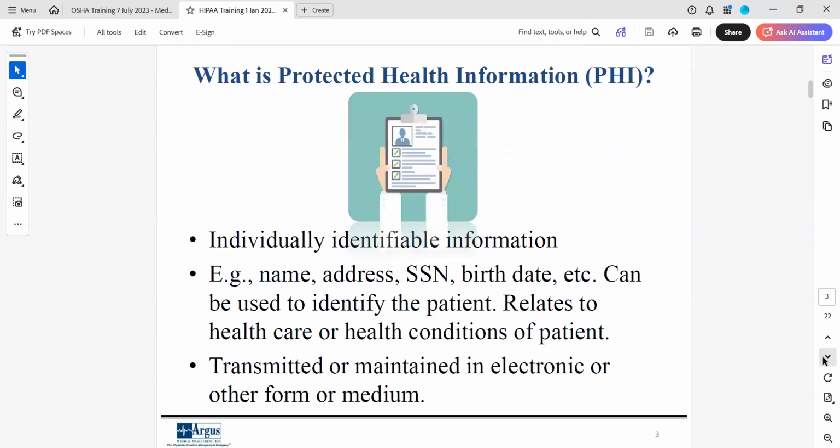So what is protected health information, otherwise known as PHI? It is individually identifiable information. As an example, a name with an address or a social security number or a date of birth, and it can be used to identify that patient. And it relates to the health care or health conditions of that particular patient. It can be transmitted or maintained in electronic or other format or medium.